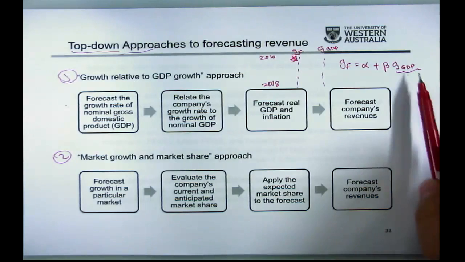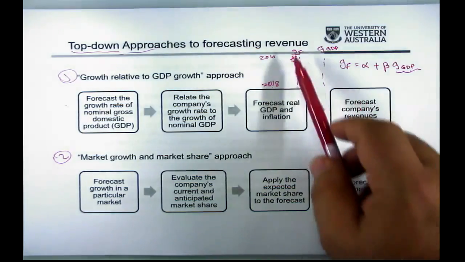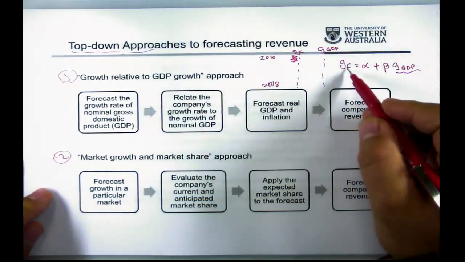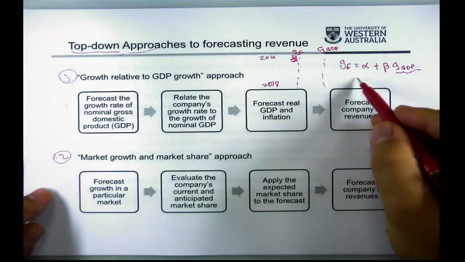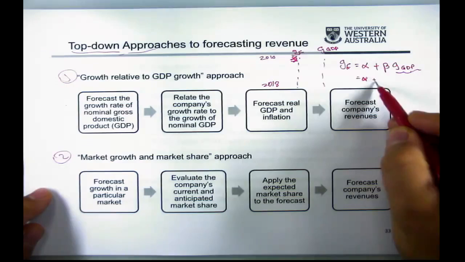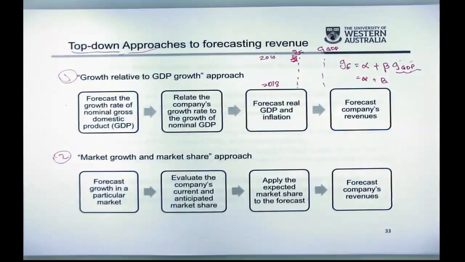So this figure can be... we use historical data, we regress, and then to forecast the growth rate for our firm over the next year or after, we take the constant plus beta times the forecasted growth rate of the GDP. This will give us the forecasted growth rate of our firm.